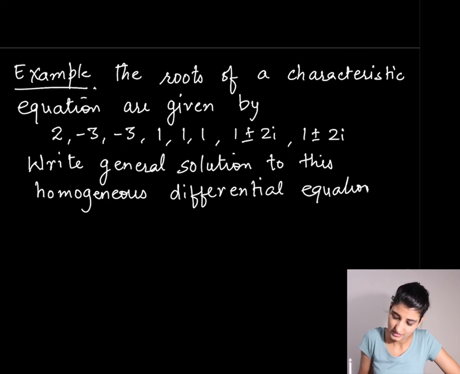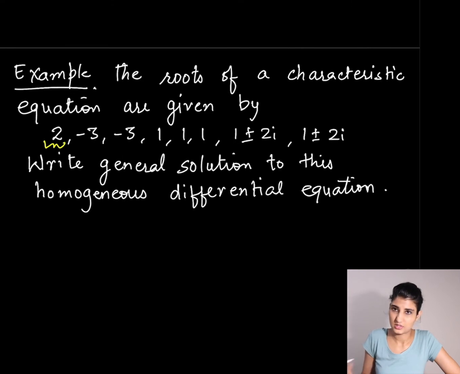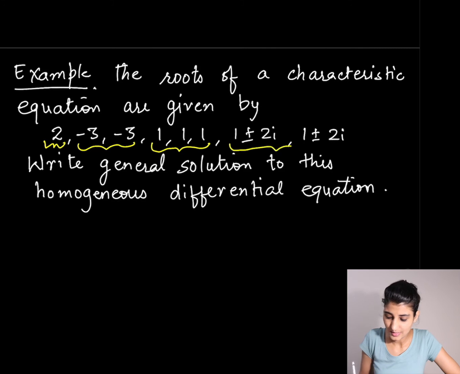Okay, so basically in this case we involved all the possibilities. There is one real root which is not matching to anything. There is real repeated root -3 and -3. There is a repeated root 1, and there is complex repeated root. So with the help of this example, you will be able to understand the whole process. So let's write down the solution.